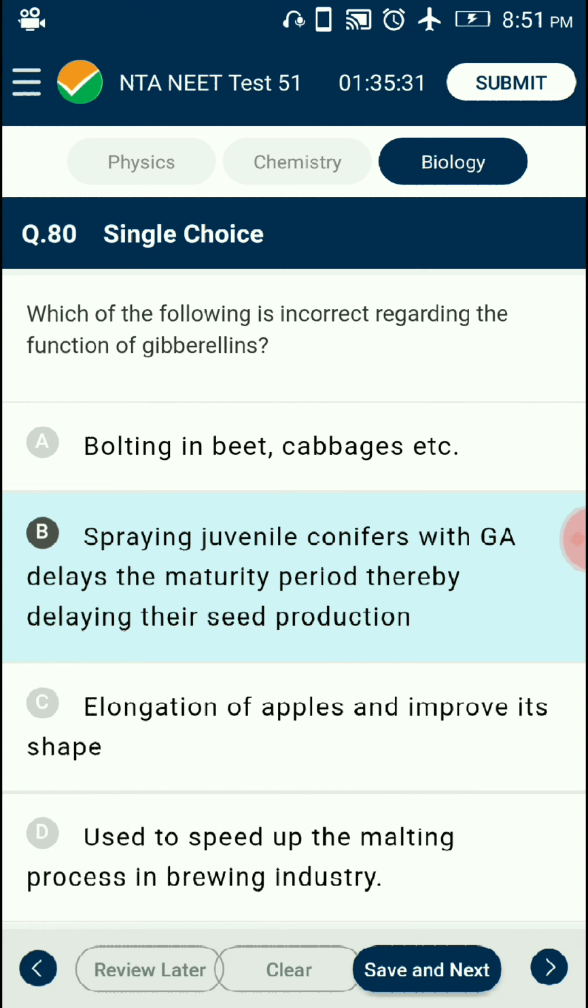Spraying juvenile conifers with gibberellic acid delays the maturity period, thereby delaying their seed production. So that is the incorrect statement regarding gibberellin.